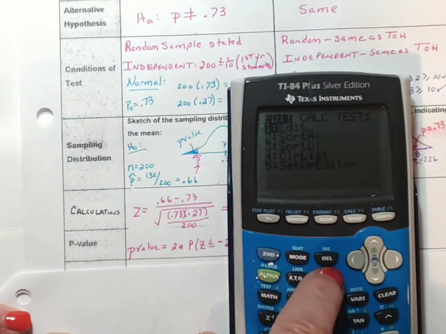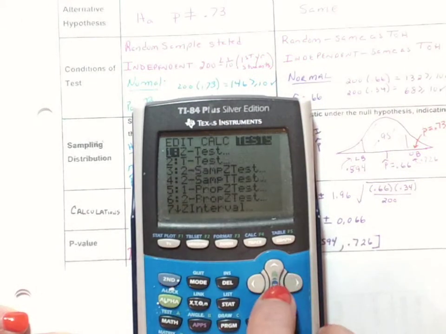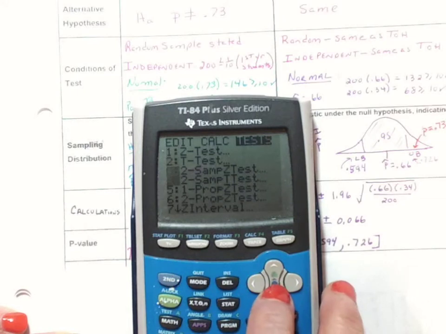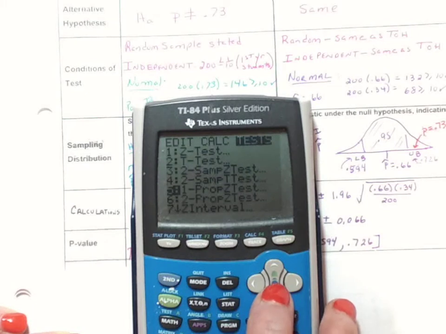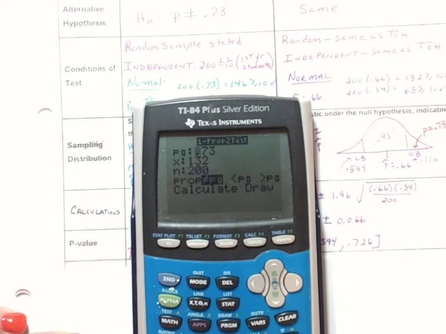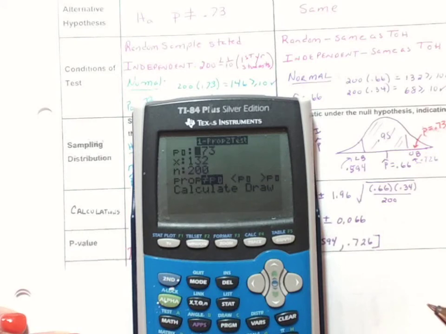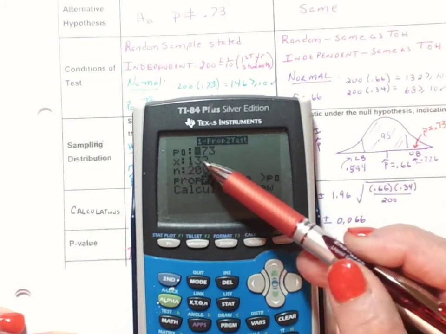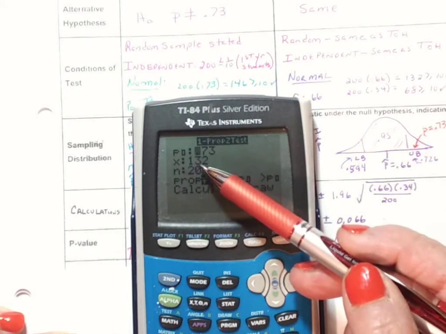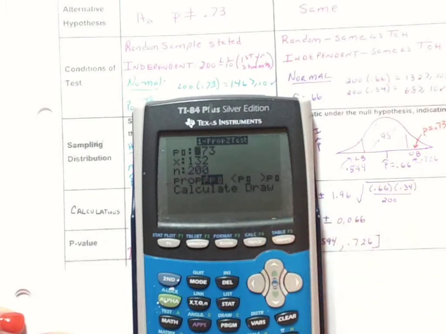Okay, so stat. We go to tests. We are going to a 1 proportion z-test, because we're doing the test of hypothesis first. Our null hypothesis is 0.73. X is the number of successes, or the number of people that believe that they want to be rich, out of our sample of 200.